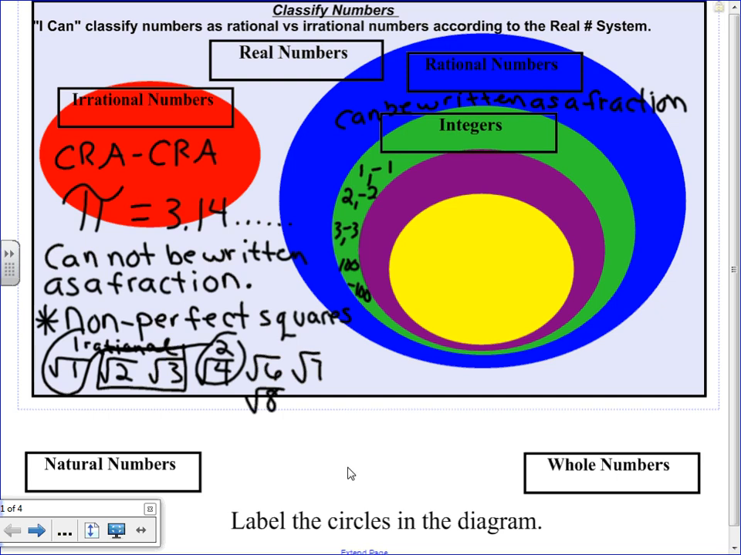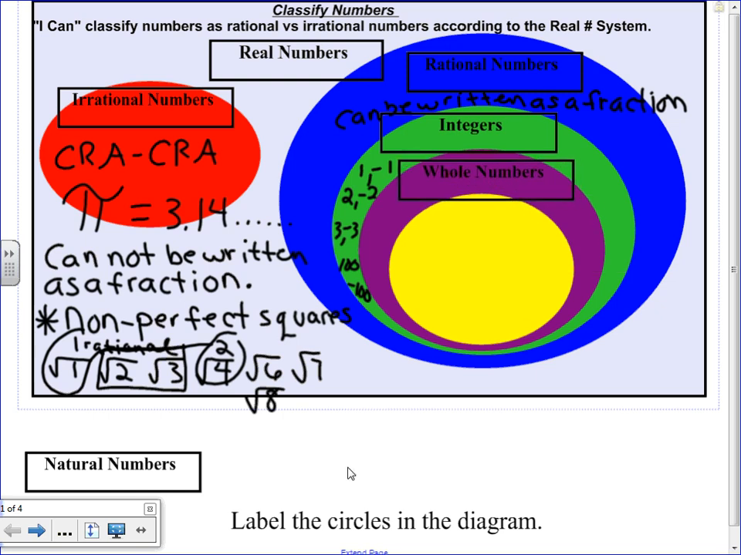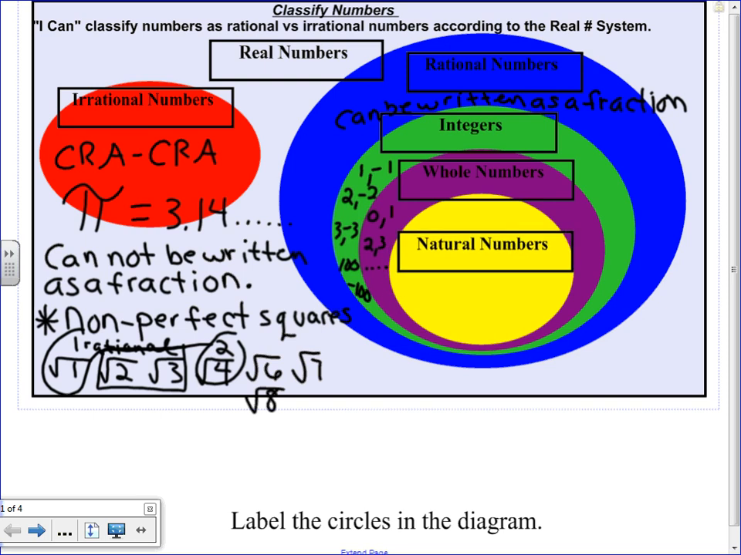The next category is going to be whole numbers. So whole numbers are the numbers that you learned to count when you were little, 1, 2, 3, 4, 5. But whole numbers also includes the number 0. So I would say 0, 1, 2, 3, etc. So whole numbers are counting numbers, including the number 0. That's really important because the only difference between whole numbers and natural numbers is that natural numbers do not include the number 0.